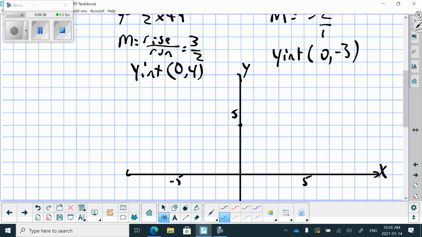We're just going to graph it. And what do we do to make some ordered pairs from here, with our slope? Would we go up 3 and to the right 2? Yes. We can also go opposite, down 3 and back 2. Do a couple, and then connect the dots.